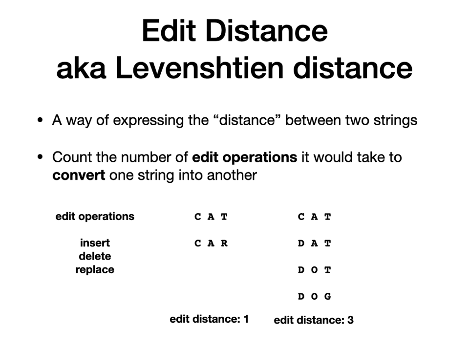Okay, what about cat to cart? Well, that would be just 1, an insert operation. Cat to cart at a distance of 1.